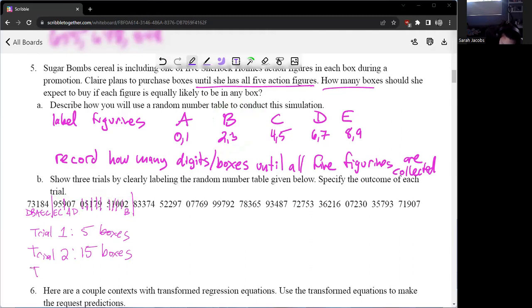And then trial 3, same thing, one more time. 8 is E, 3 is B. That 3 we already have. 7 is D, 4 is C, 5 is, we already have a C, we already have a B, we already have an E, we already have a D, and here is our first A, and that was the last letter we were looking for. So trial 3 took 5, 10, 11 boxes.